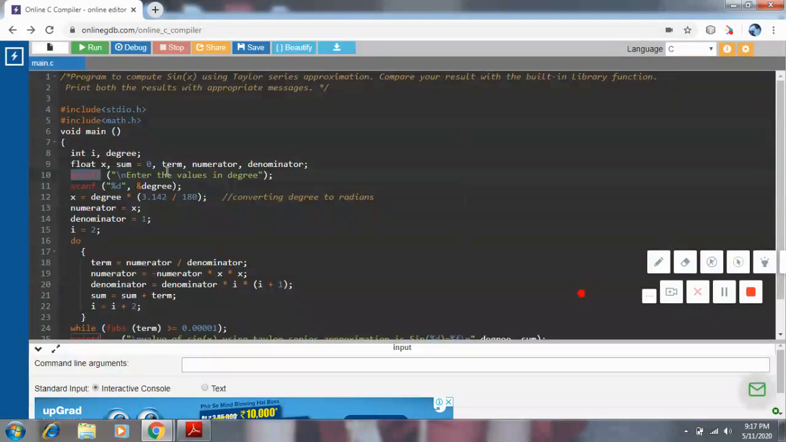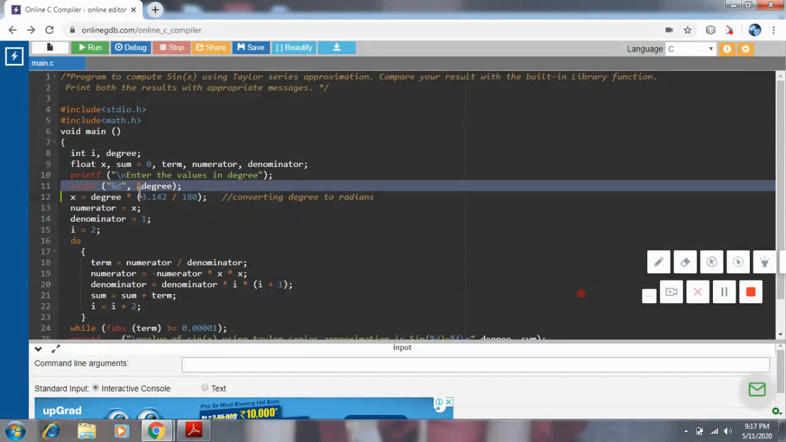Let us ask the user to enter the value of degree. scanf percentage d, ampersand degree. We are storing the value in the variable degree. x equals degree into pi by 180, that is 3.142 by 180. Here I'm converting degrees to radians, since Taylor series are formulated to work with radians.